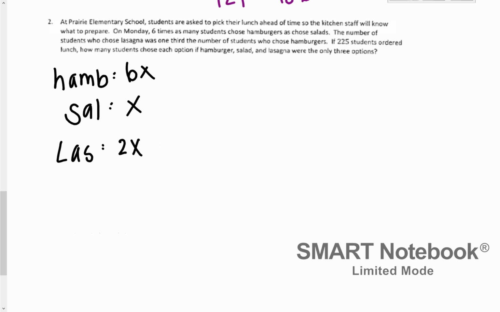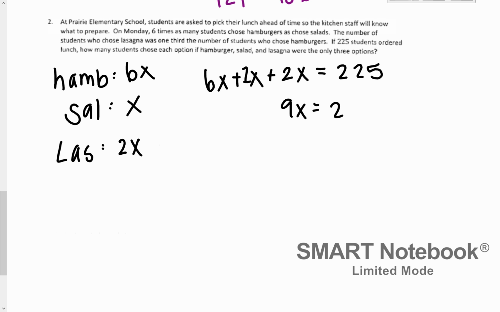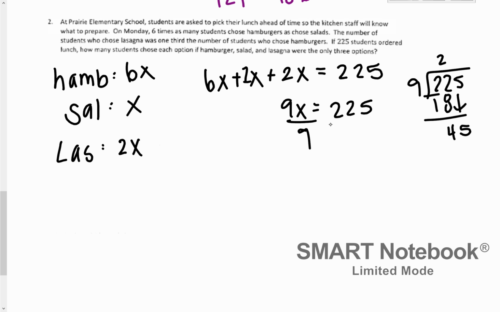225 students ordered lunch. We would add these up, 6x plus x plus 2x, because the amount that chose hamburgers plus the amount that chose salad plus the amount that chose lasagna would equal how many students ordered lunch. We'd combine our like terms. We'd remember that that x is a 1x. So we'd have 9x equals 225. That would be 2, 4, 5. I should be showing my work. I'm sorry. And we get 25.